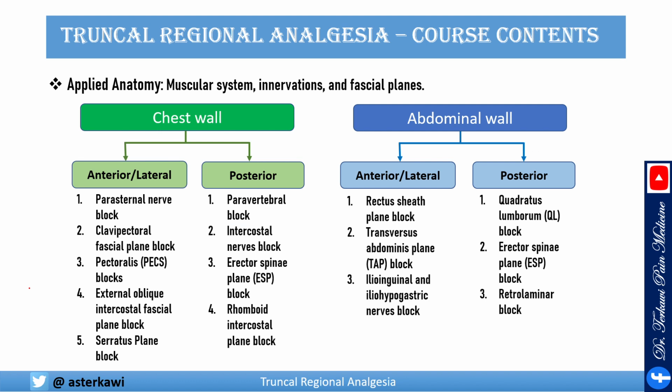So the way I designed this lecture or series of lectures, this will be a long lecture, so bear with me, but I will walk you through the anatomy so you understand why and how we are doing all these blocks. For technical details on how to do each of these blocks, there is a video for each one. So if you want a quick video, you want to know how to do erector spinae plane block, for example, please go and watch that video. But I recommend you watch this video first so you understand the concept behind all these blocks.